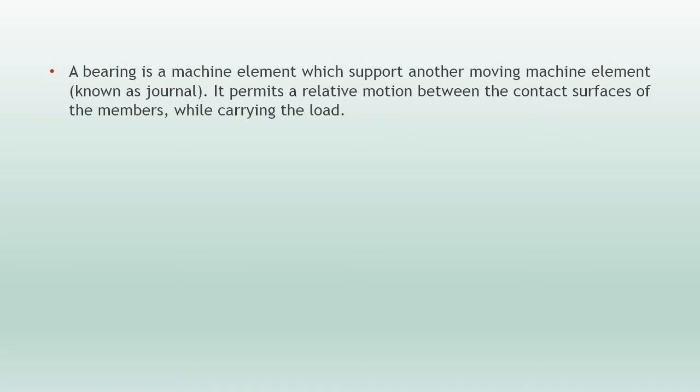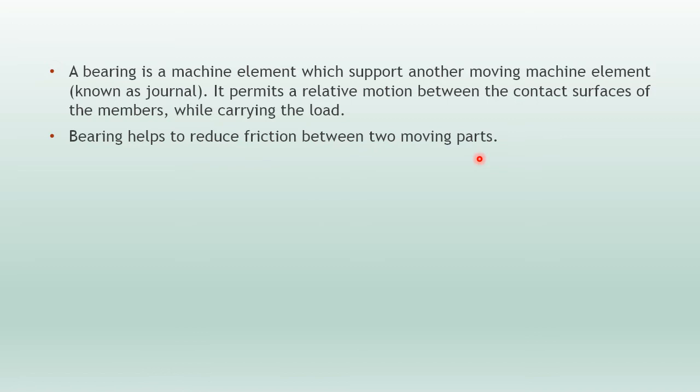Let's start with the definition first. A bearing is a machine element which supports another moving machine element, which is known as journal. So a bearing is a machine element which supports another moving machine element. Okay. It permits a relative motion between the contact surface of the members while carrying the load. So in short, the bearing helps to reduce the friction between the two moving parts.